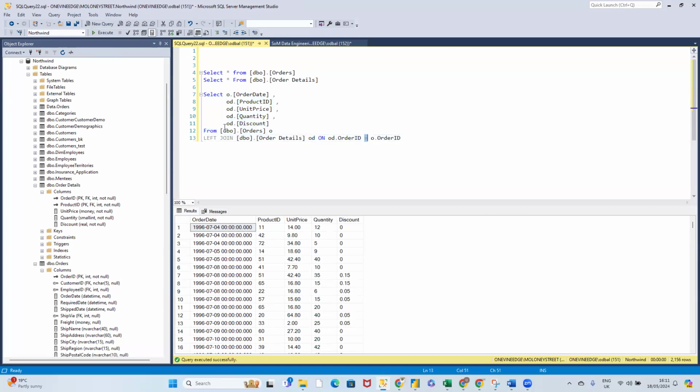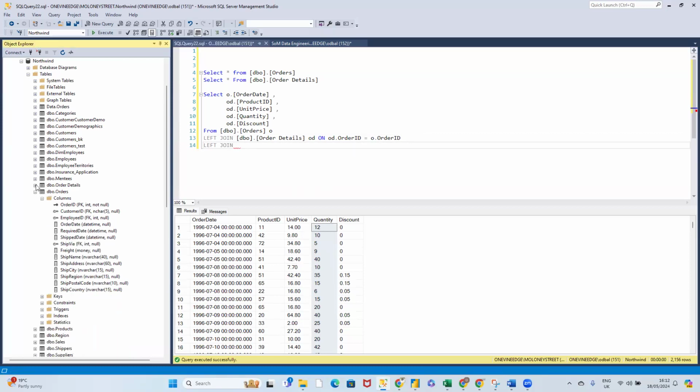Now I only have the product. I don't know the product name, so I need to know what the product name is. And I don't know the cost. I only know the unit price. I don't know the total sales. I only know the quantity and the unit price. So let's do a left join here as well, just doing a left join to my product table.